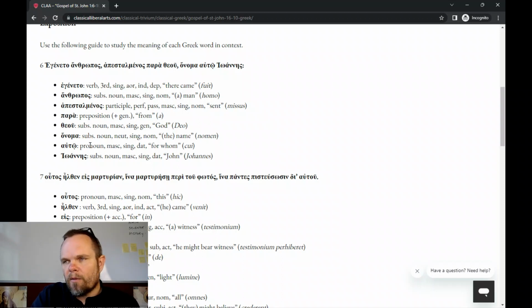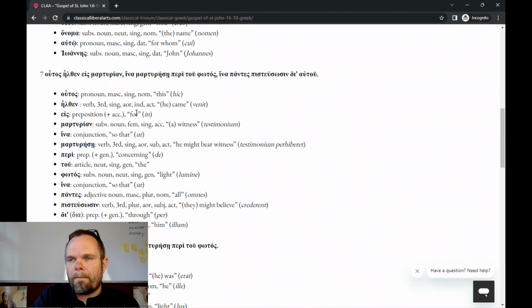And the verb was, which you'll find in the translation, is simply understood. It's not in the text. It's added for the sake of easy reading in English. So verse 6, egeneto anthropos, apestalmenos para theou, onoma auto Ioannes. There came a man, apestalmenos para theou, sent from God, onoma auto, the name for him, Ioannes, was John.